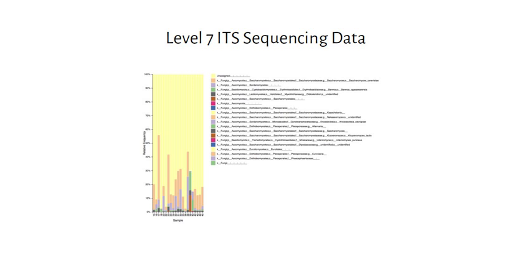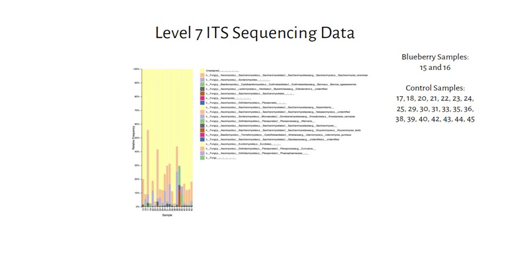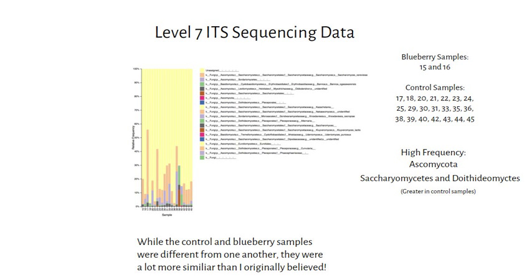Here's a look at the Level 7 ITS sequencing data comparing control and blueberry samples. A large majority of the samples contain the fungi Ascomycota in addition to two other kinds of fungi. The blueberry samples 15 and 16 were similar to one another. However, sample 16 contained a larger frequency of Ascomycota. One difference between the control and blueberry samples was an increased presence of Dothideomycetes in the control samples.